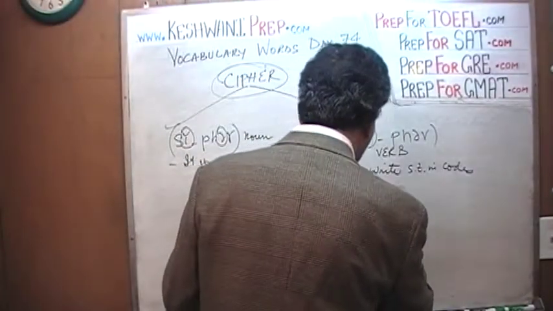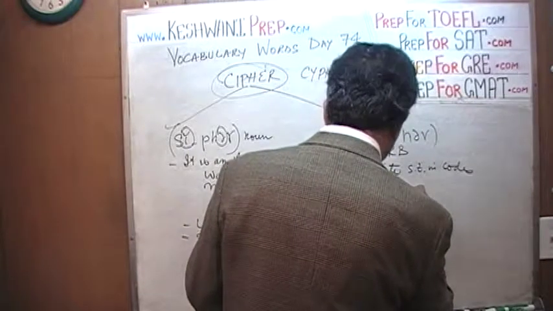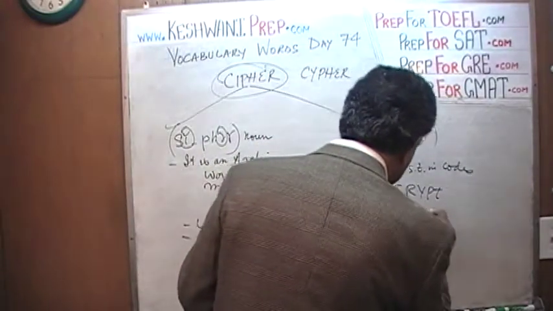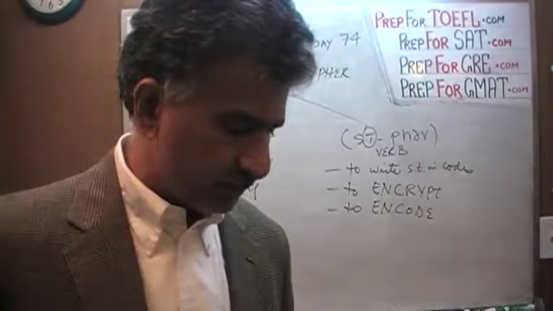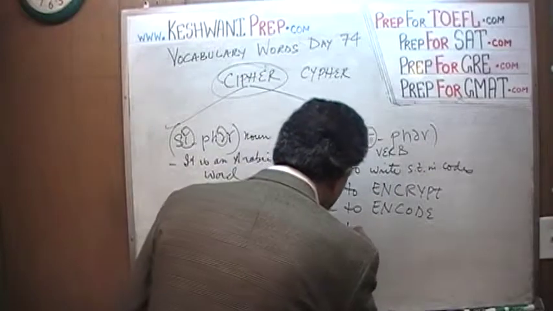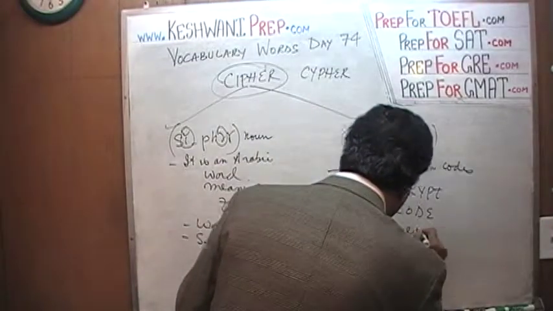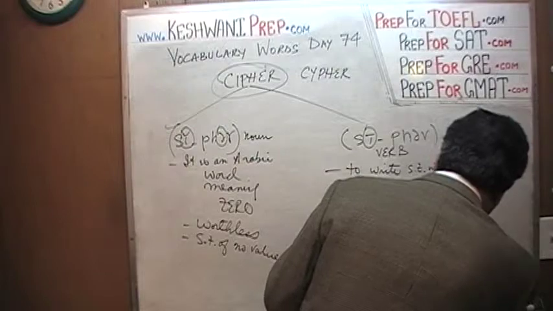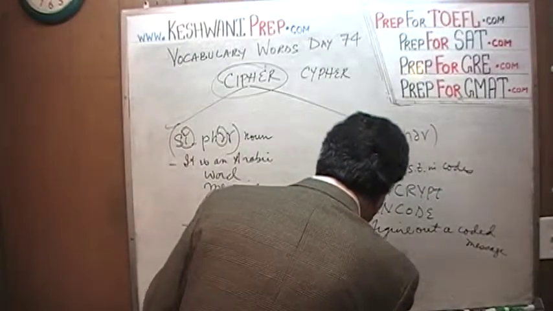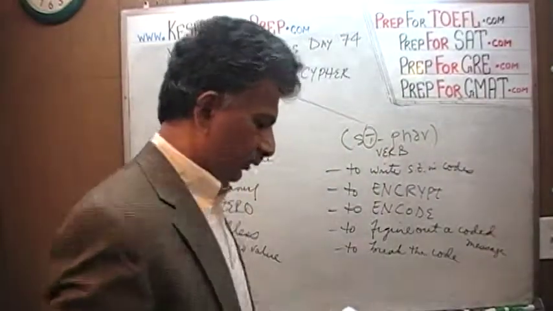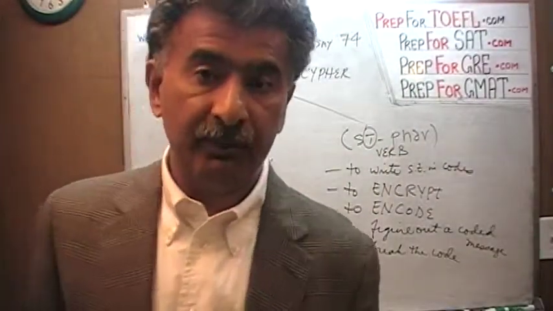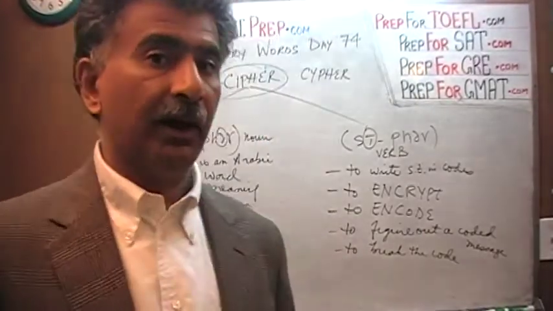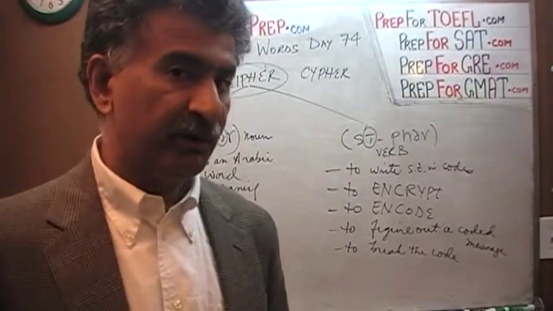It's written in a coded language. It means to encrypt. To encrypt means to encode. To encode something means to write something in a coded language. It also means to figure out a coded message, to break the code. So if something was encrypted, and if you broke the code, and if you are able to read it now, well, you ciphered it. You managed to cipher it.